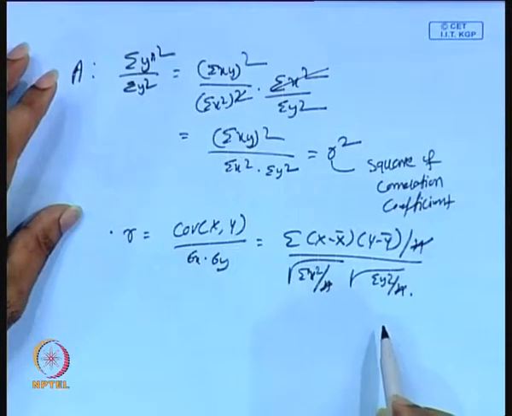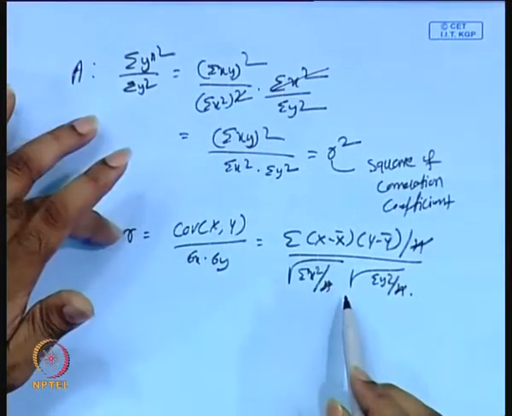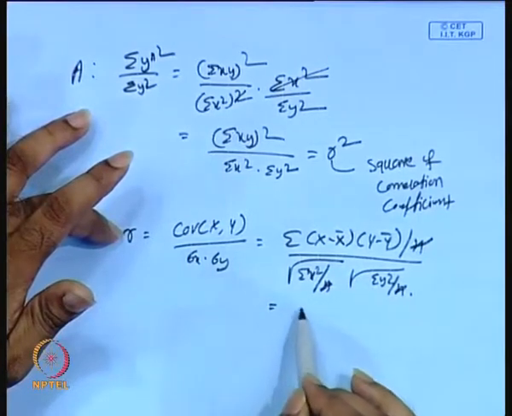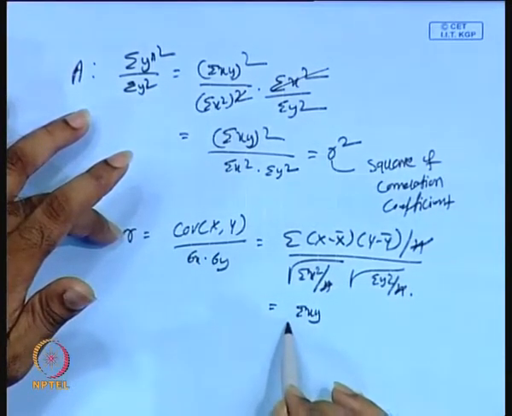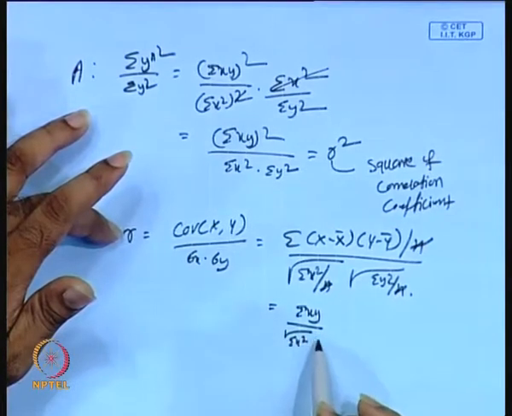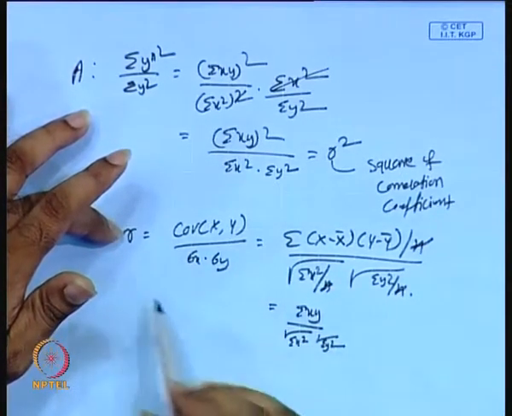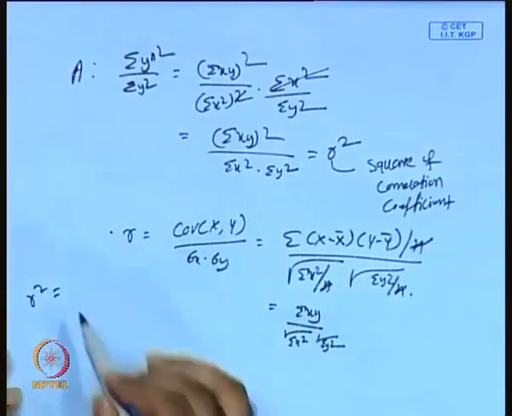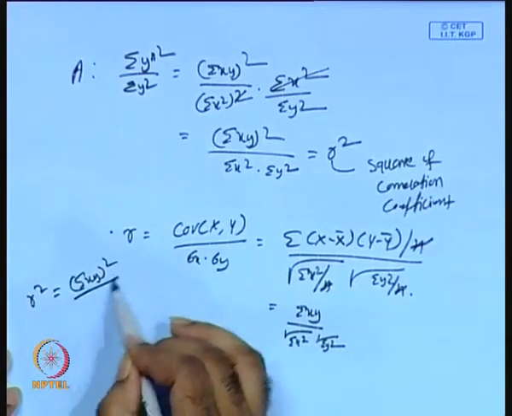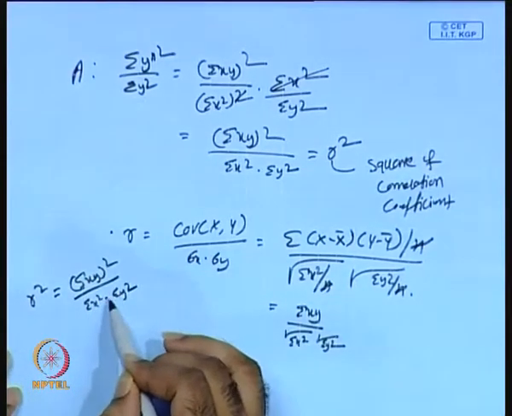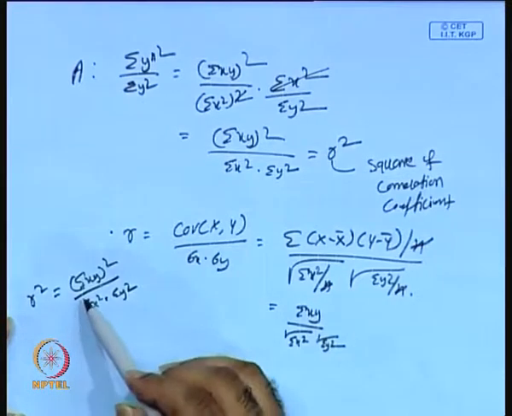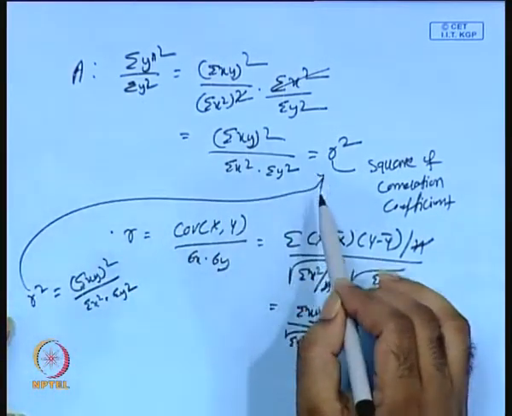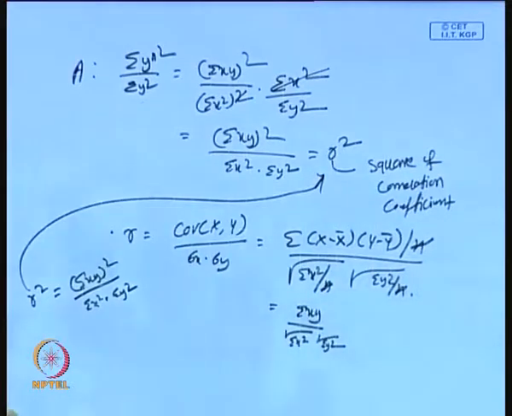So, now if this is the r component, this particular component is nothing but summation x y divided by square root of summation x square into summation y square, all right. So, now if we square it, then obviously r square equals summation x y whole square divided by summation x square into summation y square. Okay. So, what we have received from here only. So, that means this particular ratio, explained sum square to total sum square, is nothing but the r square component.